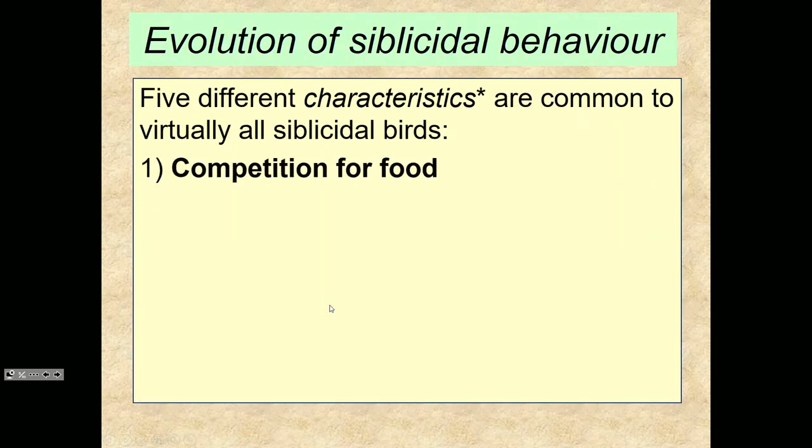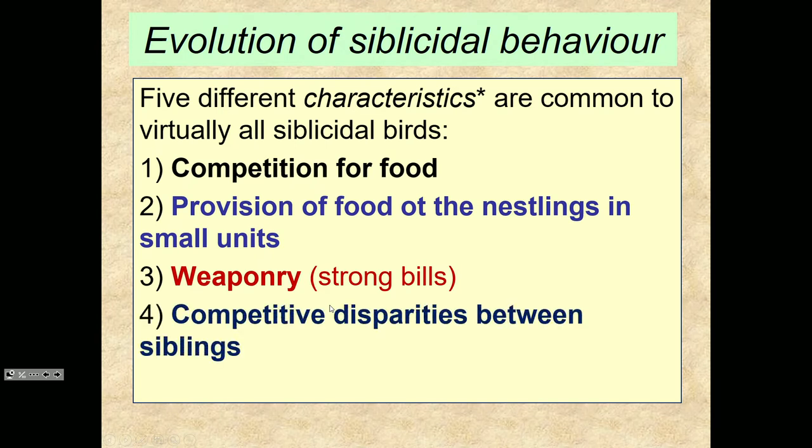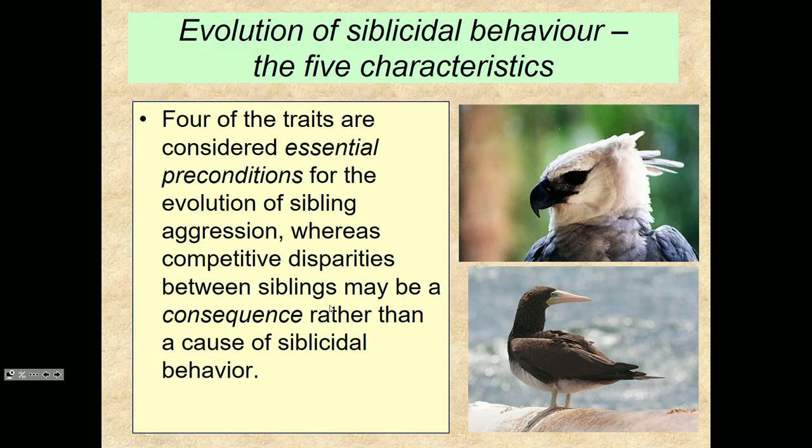So these five different characteristics that I talk about are common to almost all siblicidal birds: competition for food, provision of food to the nestlings in small units, weaponry, meaning they should have strong bills, as we see in the boobies, competitive disparities between siblings, and spatial confinement. Four of these are considered essential preconditions for the evolution of aggression, whereas competitive disparities could be seen as a consequence rather than a cause of siblicidal behavior.